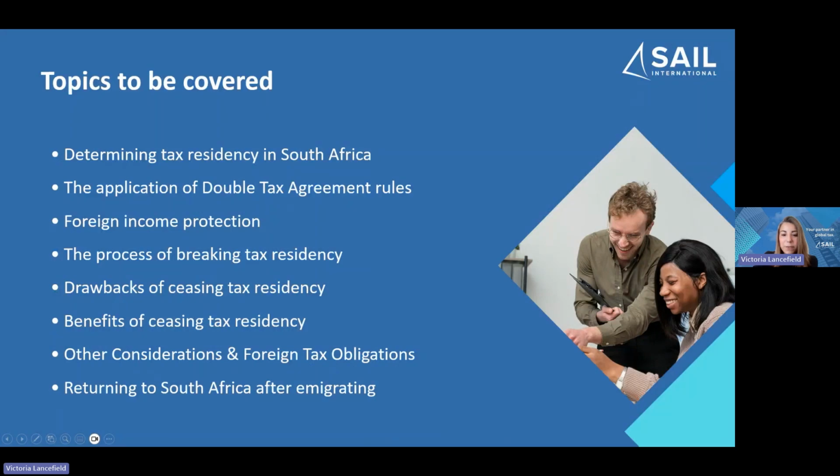Here's what we will be covering in today's session. We will go through determining tax residency in South Africa, the application of the double tax agreement rules, foreign income protection, the process of breaking tax residency, drawbacks of breaking tax residency, benefits of breaking tax residency, any other considerations and any foreign tax obligations that might arise, and also returning to South Africa after having immigrated.